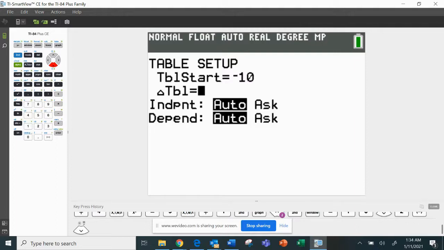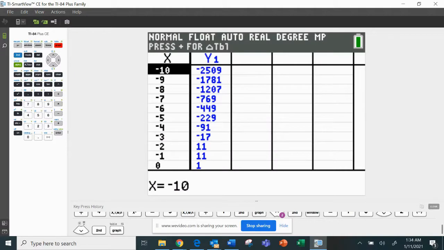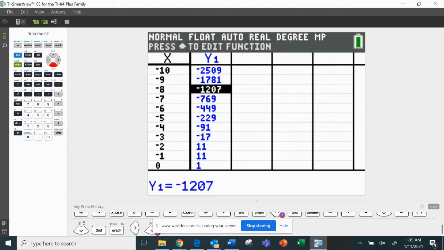And then this triangle table means the difference in the table. So if I start at -10 and I'm going up by 1, then I'll go to -9, -8, but you could go up by 0.5s if you want. But we don't need that for this one. So I'm going to go back to second graph, and I have my table. See how it starts at -10. What I'm going to do in my table is look at the values on the y side, and find where there is a sign change.